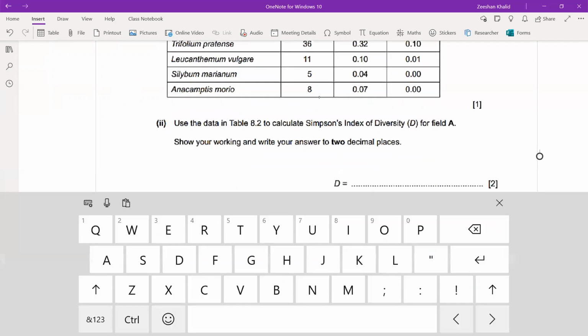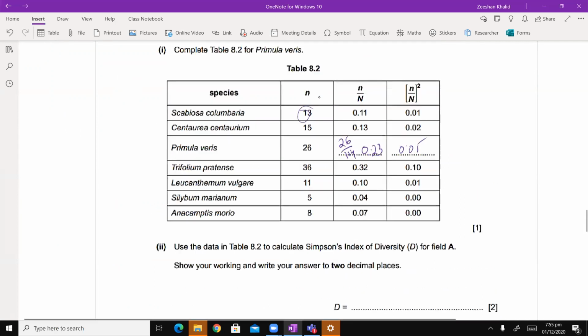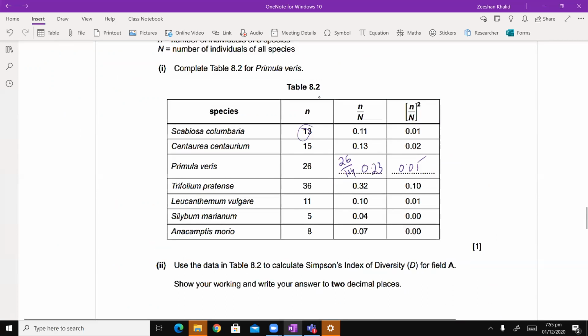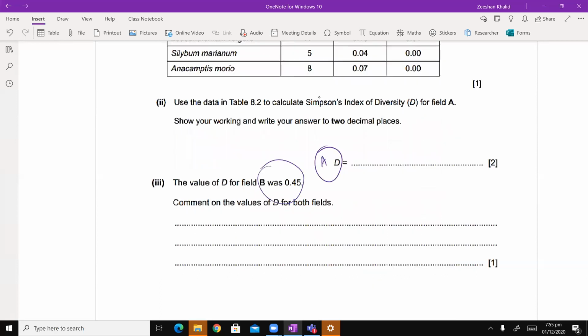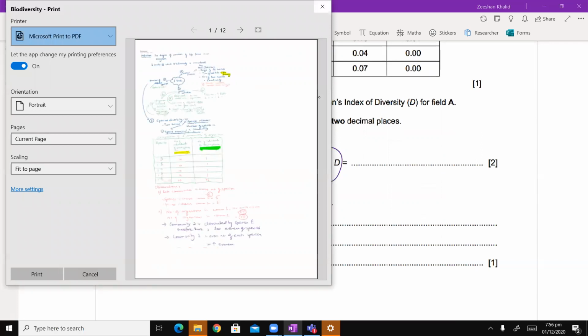Okay, and then it says in part 3 the value of D for field B was 0.45. He is talking about which field? He is talking about field A, for which you have to calculate the D. That's for A, you will calculate this. For B he has given it, and then he says comment on values of D for both fields. I'm leaving these 2 parts for you. Calculate, find the answer, and then see which one is closer to 1, which one is closer to 0, and then you know the rule, and that's how you're supposed to comment on this. Okay.